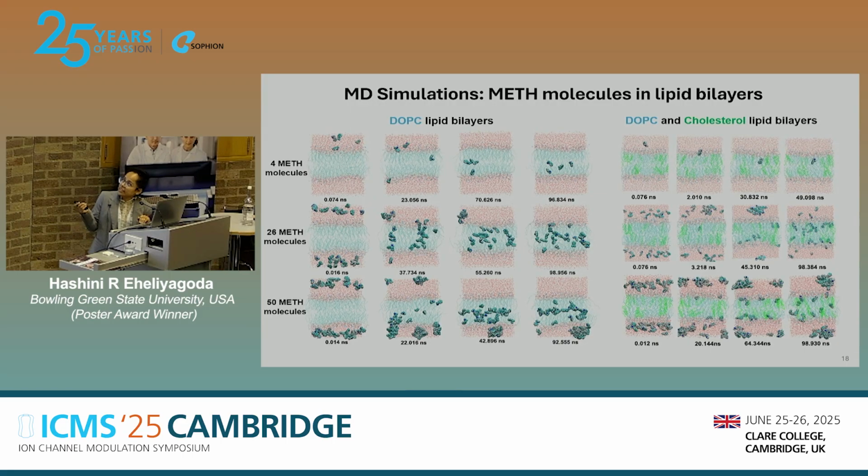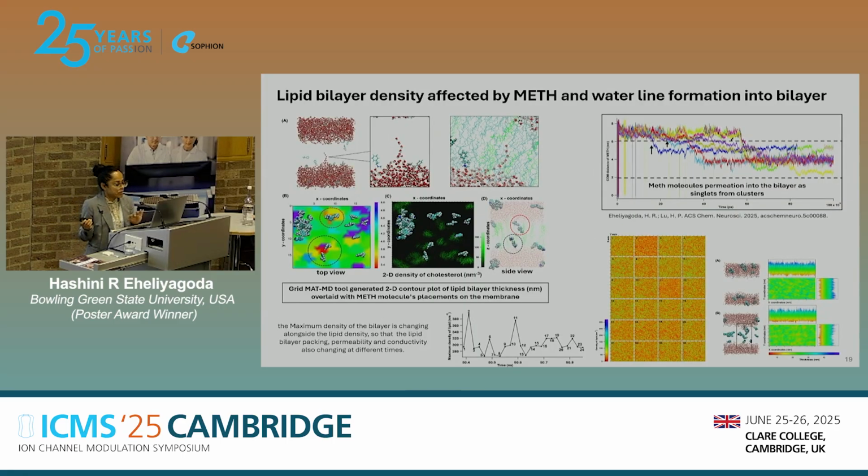Then we increased the lipid complexity as well by introducing one more lipid, cholesterol, shown in green color here. There we also observed the same, and more interestingly, we saw water leaking, a water wire formation, into the lipid bilayer center. This can cause lipid thinning, shown here in red color. So the lipid density is getting thinner.